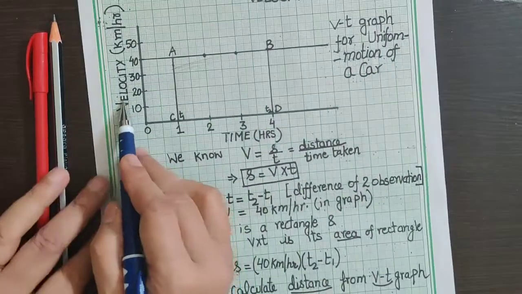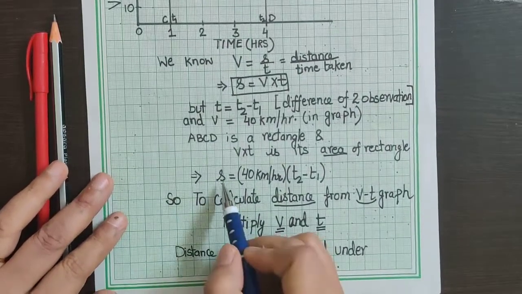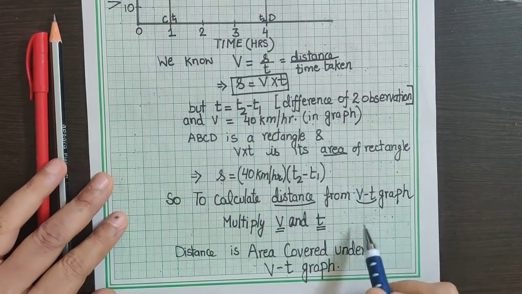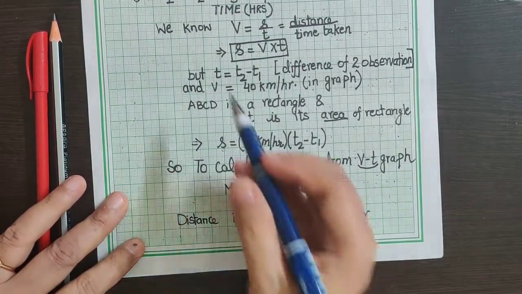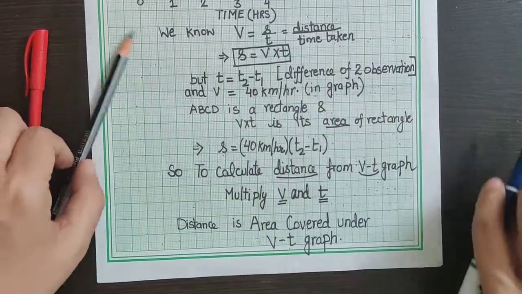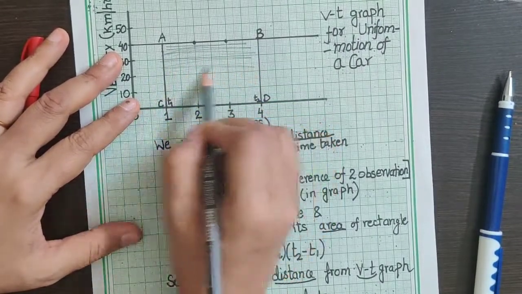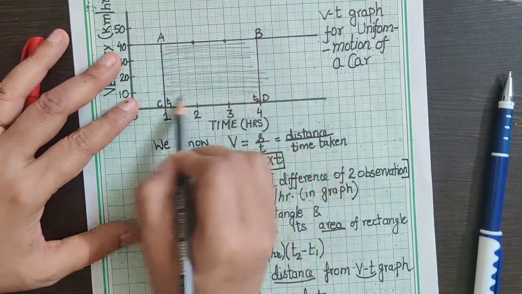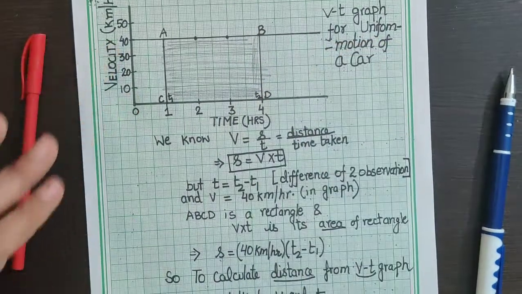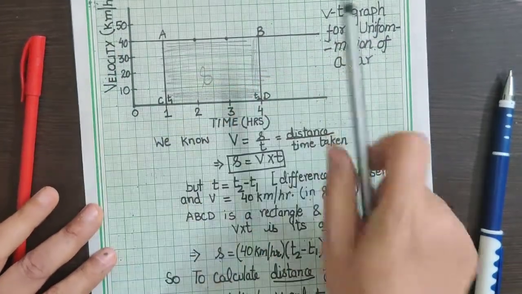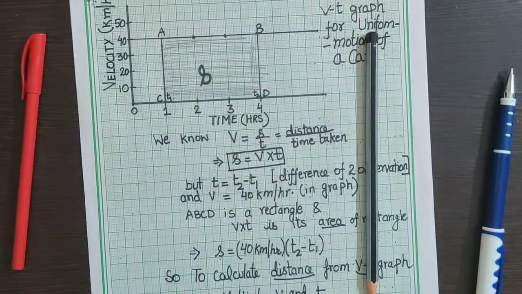Isn't it magic? From the velocity time graph, where you are not seeing the distance or displacement, you can even find out the distance and displacement. So in all, you can say distance is the area covered under the VT graph. How to find out the area covered under the VT graph? Just shade it. This is the area, children. This is the area covered under the VT graph, and this is my distance covered.